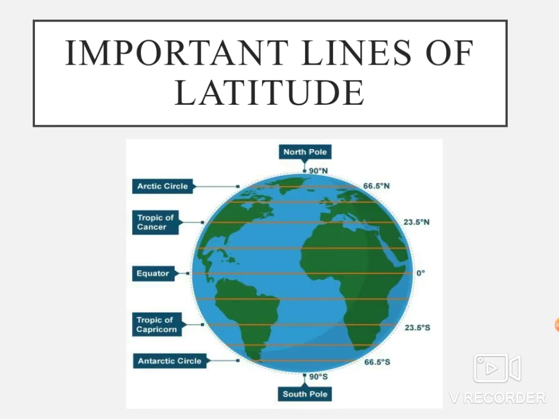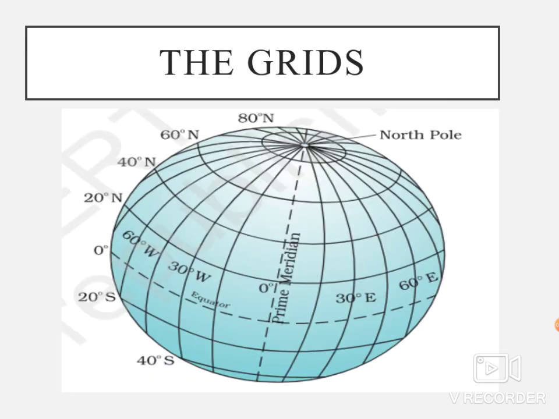Here are some important latitudes: the equator, the Tropic of Cancer, the Arctic Circle, the Tropic of Capricorn, and the Antarctic Circle. The latitudes and the longitudes form a network of lines, or a grid, on the globe and help us in locating places accurately on the global grid.